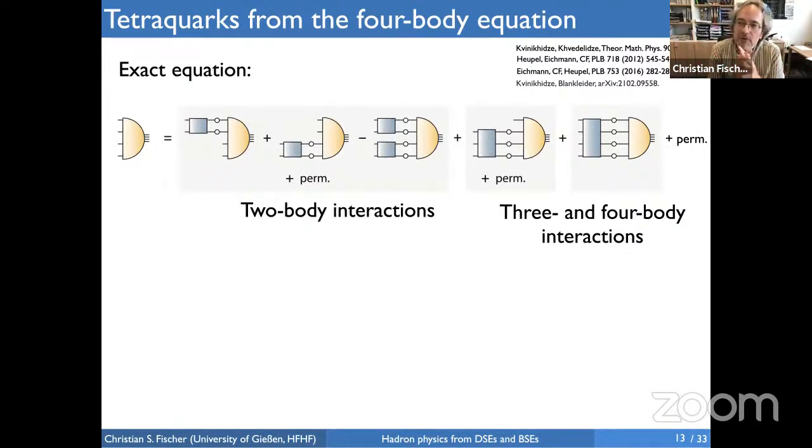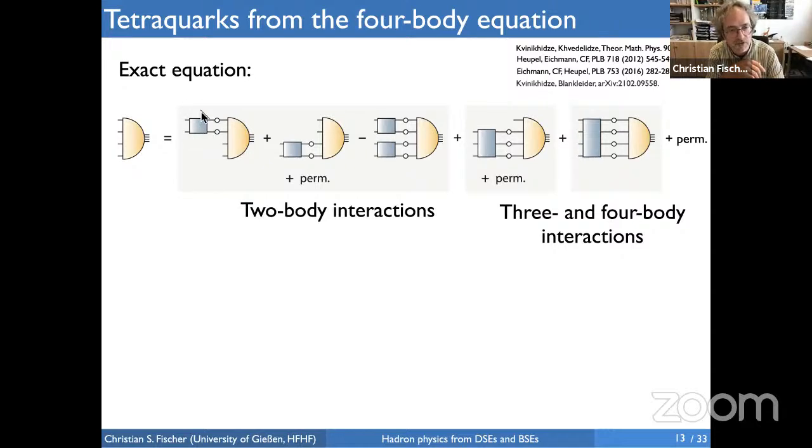In order to describe these four-quark states, we can also solve a Bethe-Salpeter equation. Here it is. It is much more complicated than the one for the mesons. On the left-hand side, you have a Bethe-Salpeter wave function, which describes how this four-quark state contains two quarks and two antiquarks. And on the right-hand side, we have some diagrams which describe two-body interactions between these quarks.